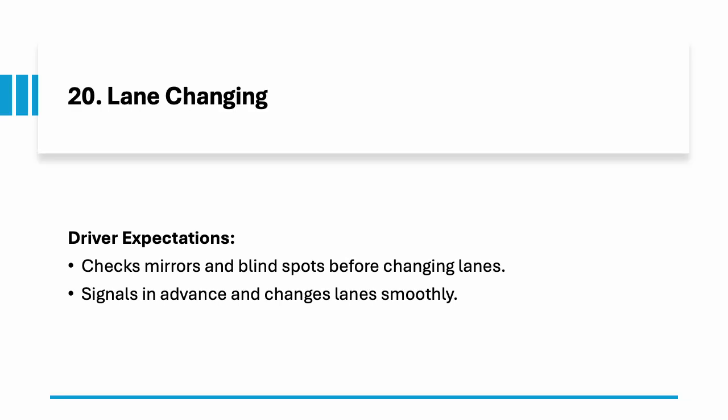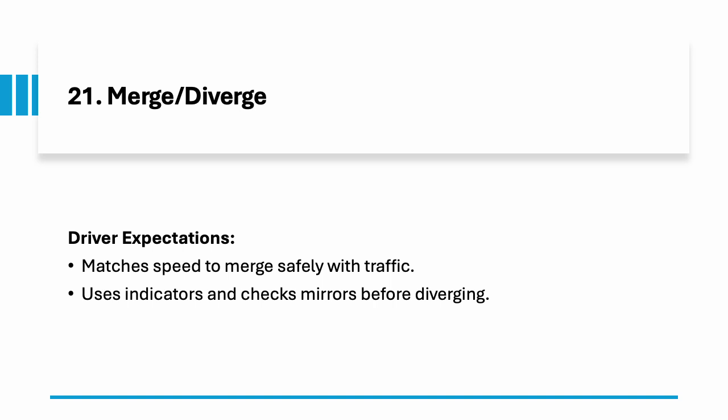Lane changing. Driver expectations: checks mirrors and blind spots before changing lanes. Signals in advance and changes lanes smoothly. Merge and diverge. Driver expectations: matches speed to merge safely with traffic. Uses indicators and checks mirrors before diverging.